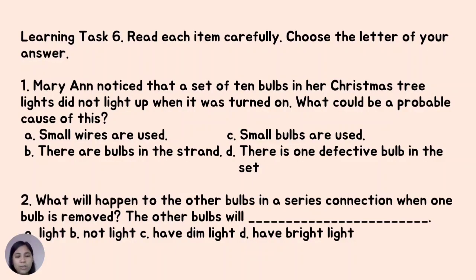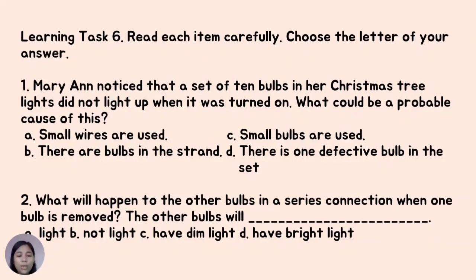Now for learning task number 6, read each item carefully and choose the letter of your answer. Number one, Maria noticed that a set of 10 bulbs in her Christmas tree lights did not light up when it was turned on. What could be a probable cause of this? Letter A, small wires are used. Letter B, there are bulbs in the strand. Letter C, small bulbs are used. Or letter D, there is one defective bulb in the set.